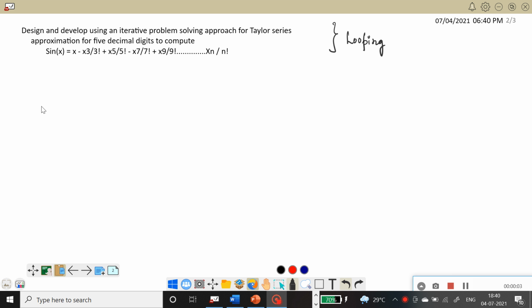Hello everyone. In this video we will understand one example that is based on looping. I have already discussed the concepts of looping or iteration in my other video. In this program we'll solve this problem using looping or iteration.